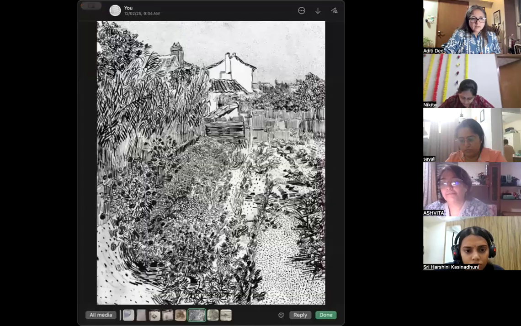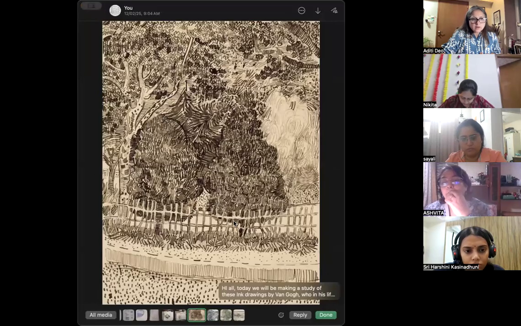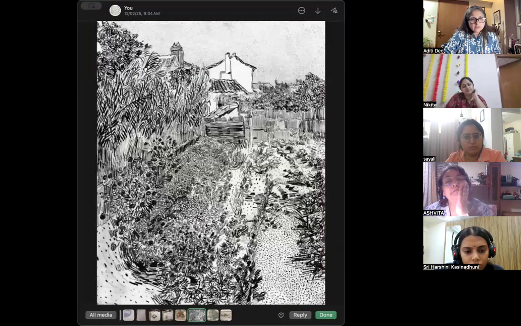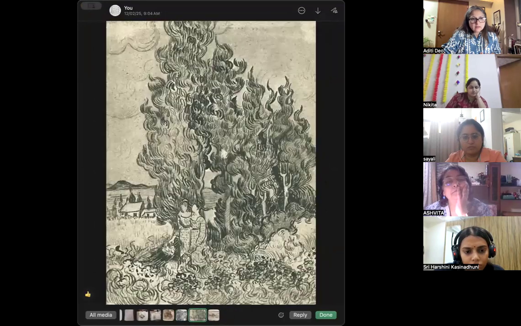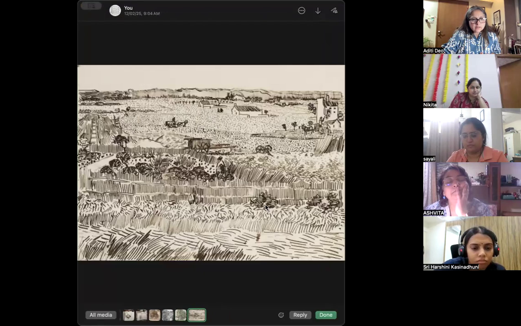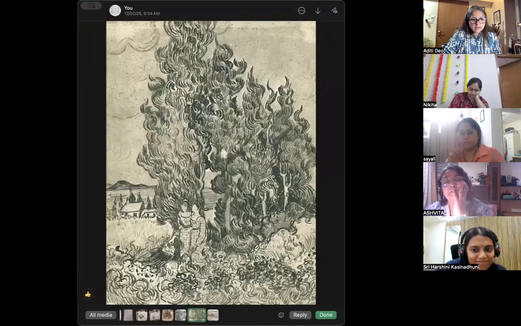Let me go over them again. So this is one, the path and the trees. This is 2, the backyard. 3, the trees, and 4 is harvest season. Let's go back again.